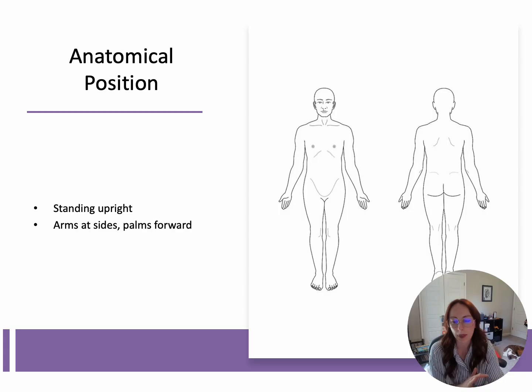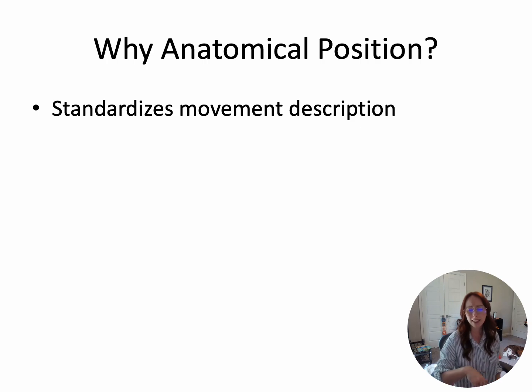First off, we need to understand anatomical position. This is the position the body is in that we are going to be using when we are describing various types of movements. The anatomical position is when you are standing upright, arms at your side, palms facing forward. You see that example here. Why this matters is because it helps standardize the movement description, so that we're all on the same page.